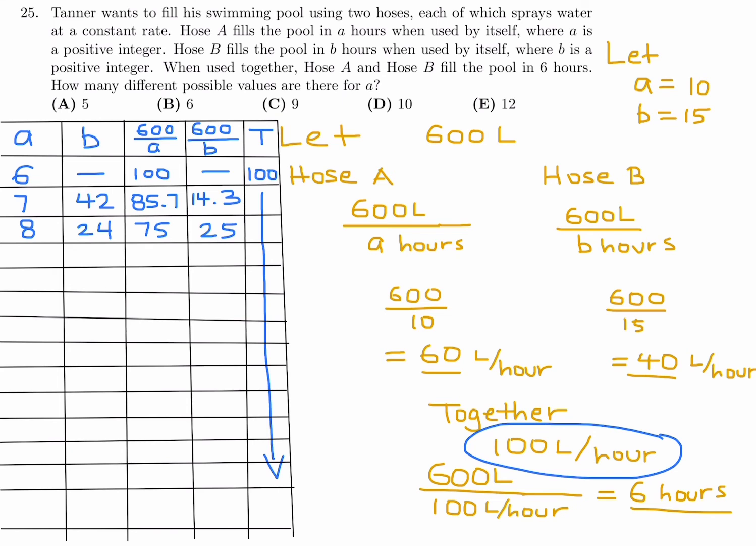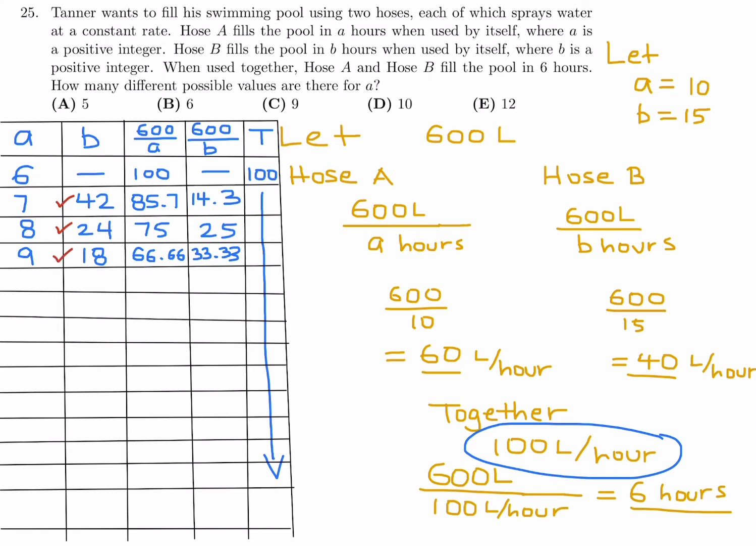So far, so good. Let's just put check marks behind our integer solutions. This one and this one. Those two are integers. How about 9? If this is 9, then 600 over A becomes 66.66. Therefore, this is 33.33, right? Because the total is 100, remember? And if 600 over B is 33.33, then that means B is 18. Again, another integer solution.